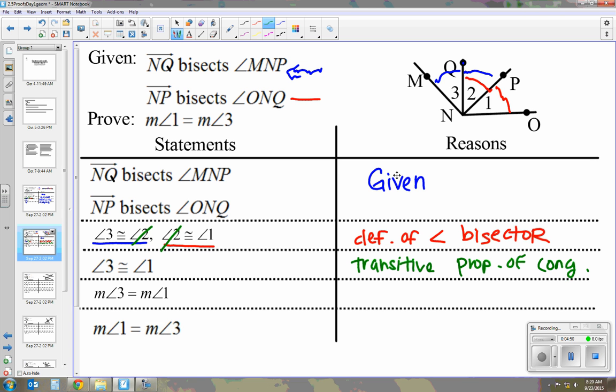And then the next statement says the measure of angle 3 is equal to the measure of angle 1. Well, if I look at the line above, the 3 and the 1 are the same, but what's changed is congruency to equality. And when we change from congruency to equality, that's our definition of angle congruence.